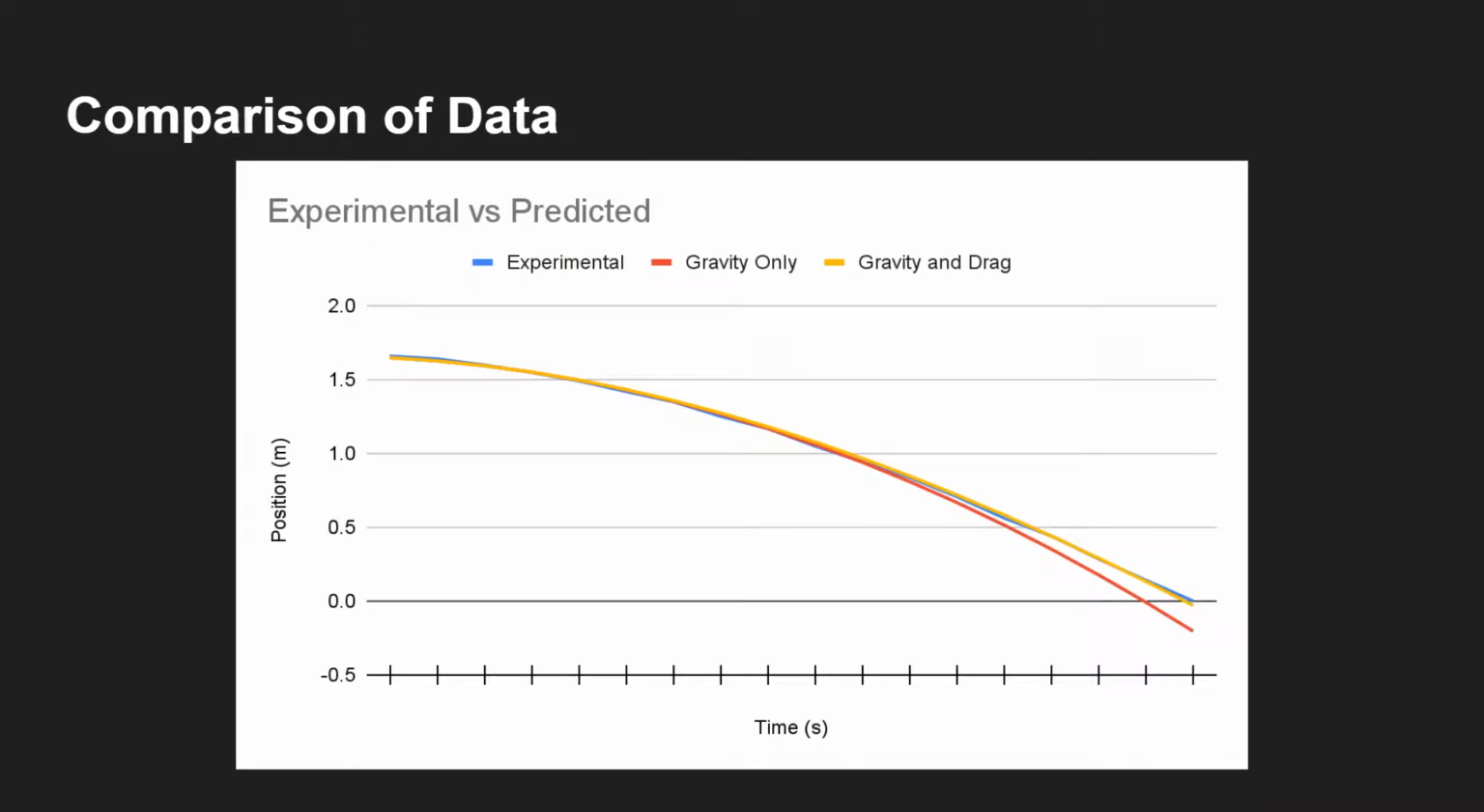These are the three different data sets and the comparison of them on a graph. Blue is experimental, red is gravity only, and yellow is gravity and drag. As you can see, the gravity and drag scenario very closely resembles the actual experimental data because that happens in real life. Meanwhile, the gravity-only scenario differs very slightly, showing that the ball would hit the ground before the gravity and drag scenario, just because there's no air resistance acting on the ball in this hypothetical scenario.